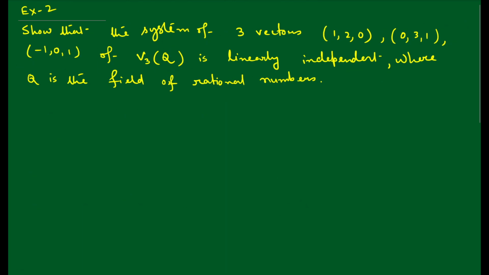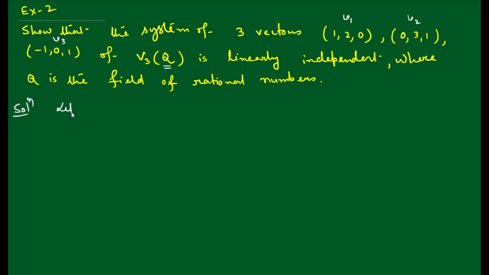Now let us take one more example. Show that the system of 3 vectors, here there are 3 vectors. Suppose this is v1, this is v2, and this one is v3. Three vectors are given. We have to show that they are linearly independent. If they are linearly independent, it means all the scalars will be 0. And what is the field here? The field is rational numbers.